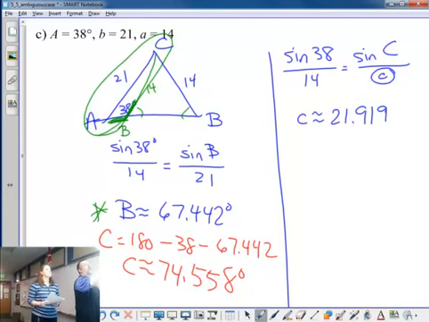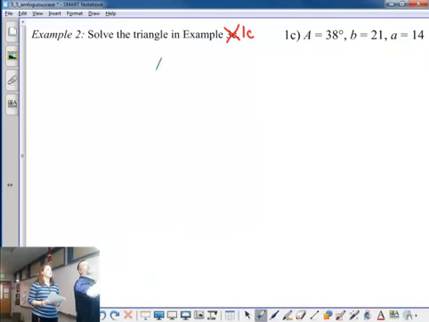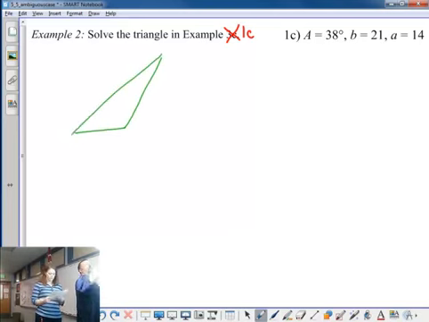Is that right? That's great. Let's go ahead and redraw that triangle. Our little triangle was like this, and A was here, B was here, and C was here, and 38 degrees, if it's possible, by the way. And little b would be 14, and the side across from B was 21.